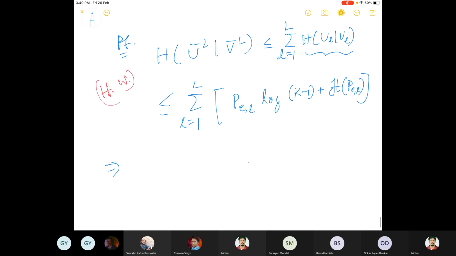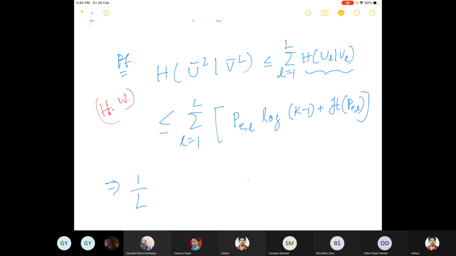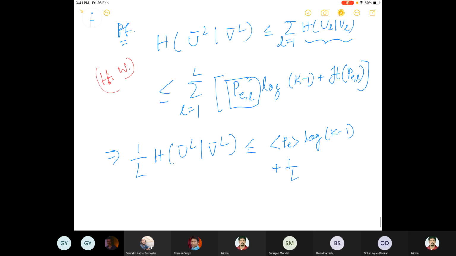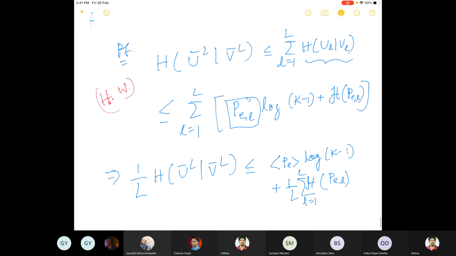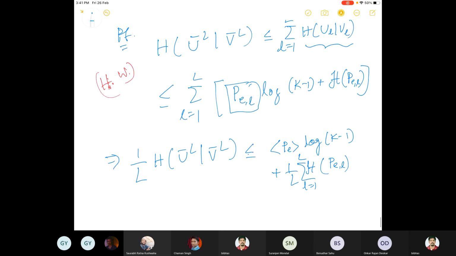So this implies what? If we divide both sides by 1 by L, this is 1 by L H of U bar L given V bar L, less than or equal to, now if you take this divided by 1 by L, this is the average probability. So it is PE log of K minus 1 plus 1 by L H of PEL. Here is the sum, L equal to 1 to L. So we are almost done, except that this one remains to be proven. Can anybody tell me how I prove this? This guy has to be replaced by H of the average of this. Can anybody tell me how I do that?